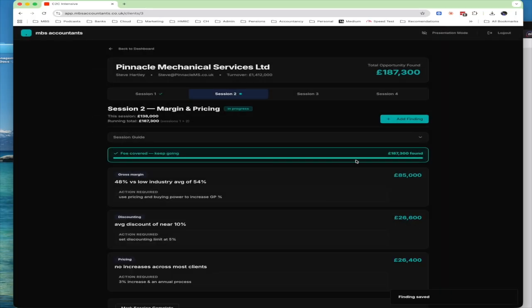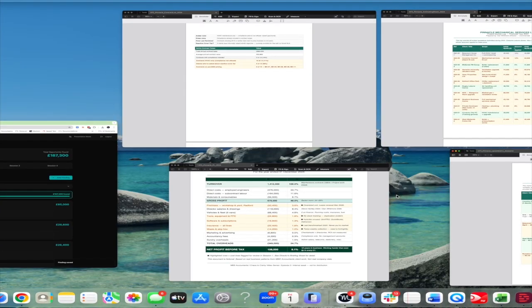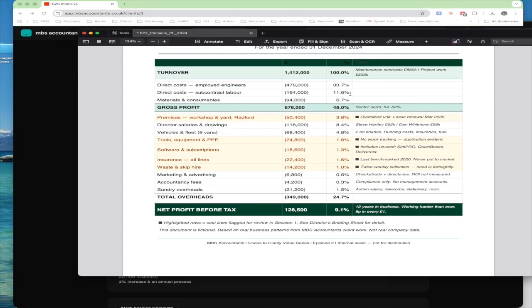Okay, then back onto the P&L. We've got the materials and consumables, right? So £94,000 in here. All of these are passed on at cost plus 5%. However, I know from other people in the industry and clients that we've got that the sector norm is actually 15 to 20%. So they're not seizing opportunities here in terms of making some margin on the materials and consumables that they're purchasing. That gap isn't huge, but it is another £14,000 a year.